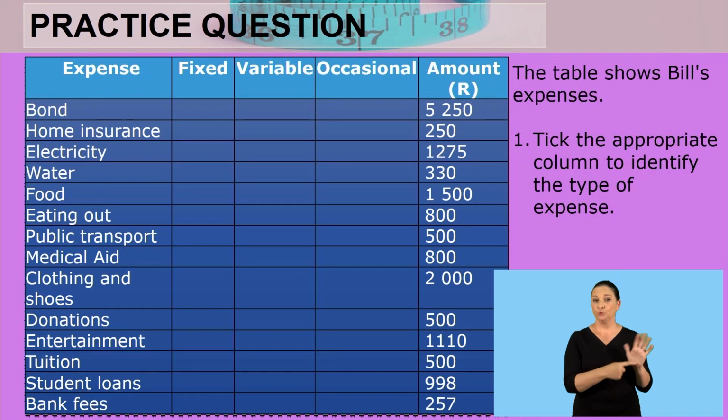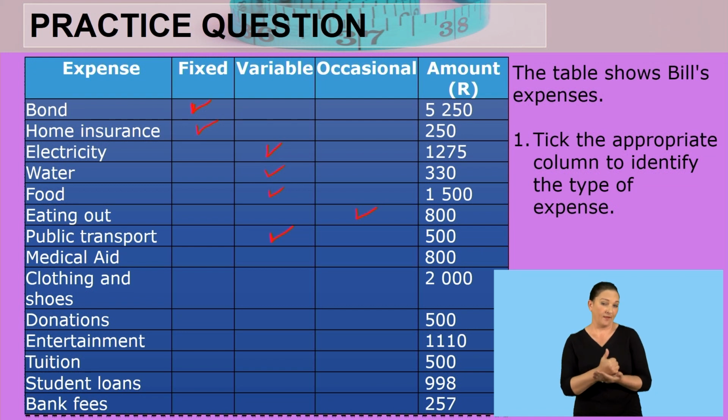Here's some practice. The table below shows Bill's expenses. Tick the appropriate column to identify the type of expense. So a bond would be fixed. Home insurance, fixed. Electricity, variable. Water, variable. Food, variable. Eating out, that should be occasional. Public transport, variable.